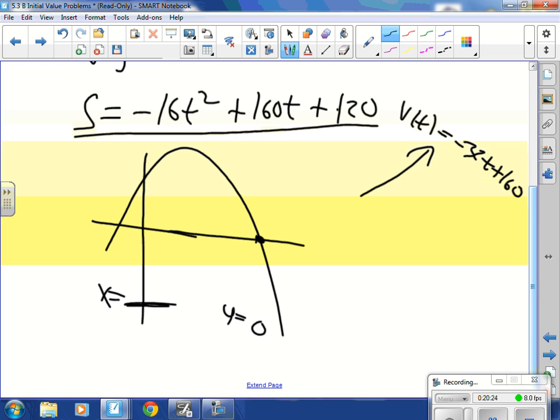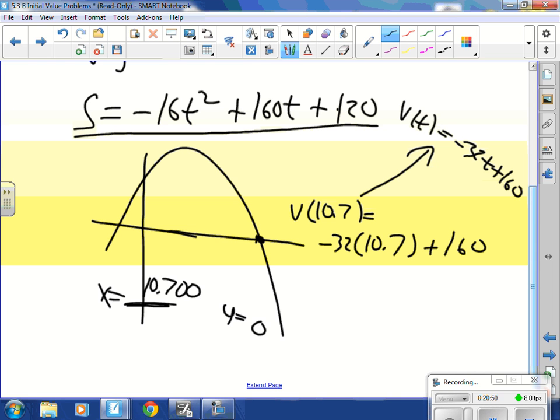10 seconds? 10.7? Yes. So now I want to know what's the velocity when it strikes the ground. Well, I now know when it strikes the ground. So the velocity at 10.7 is negative 32 times 10.7 plus 160, which hopefully turns out to be a negative number since the object was traveling down when it hit the ground.